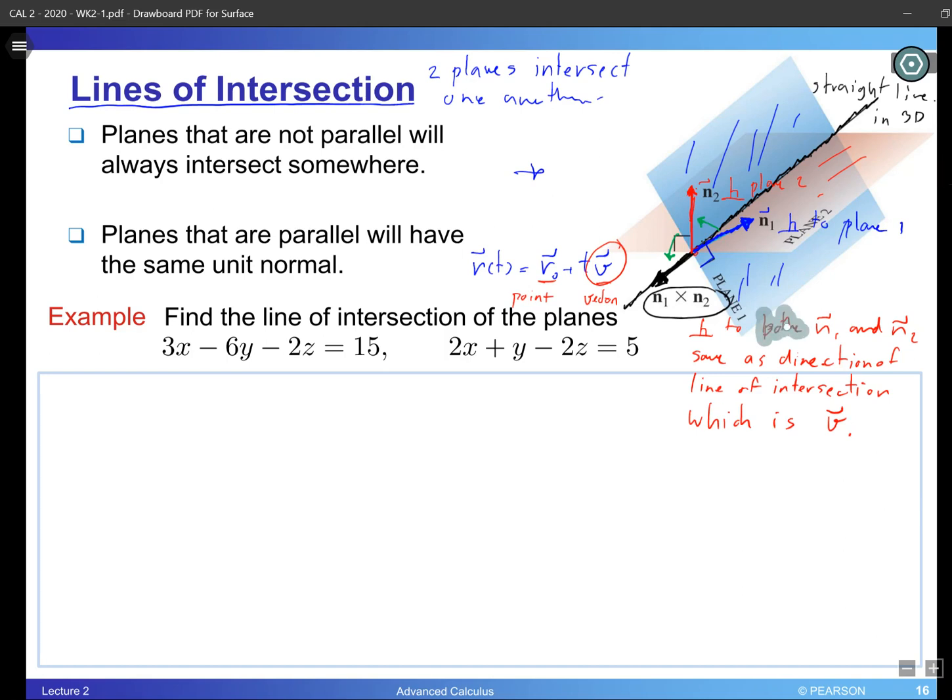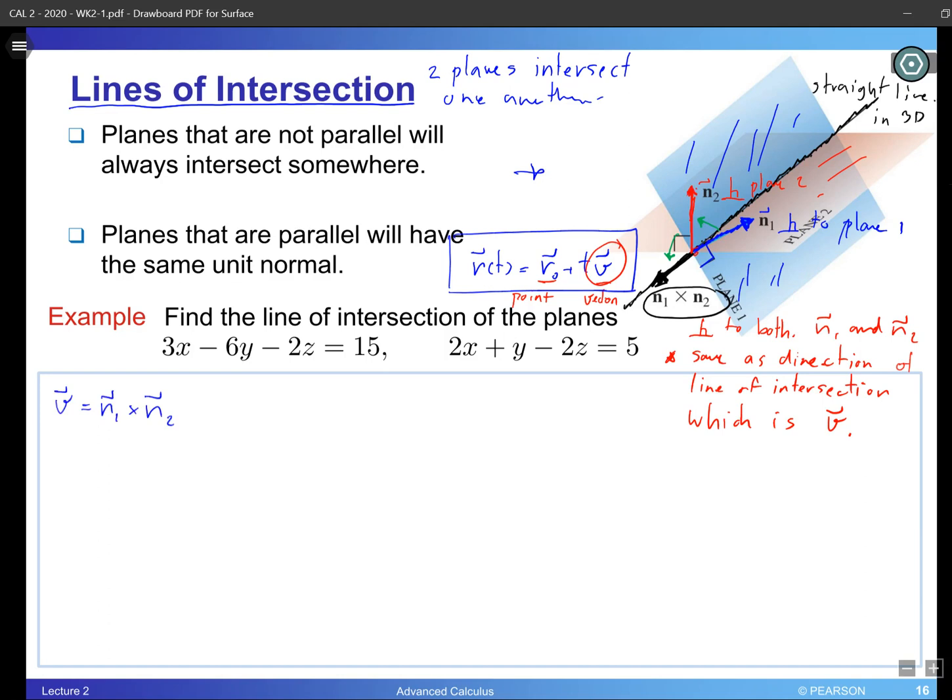Okay, let me fix my handwriting here. This is bad. Alright, orthogonal to both n1 and n2, and it turns out to be the same as the direction of the line of intersection. So this means that the v that we want to construct this straight line in the space is going to be the same as n1 cross n2. So here we want to find this v, and it's going to be equal to n1 cross n2.